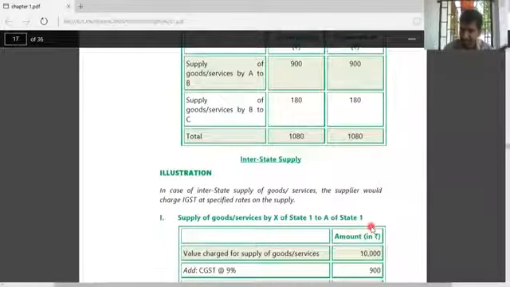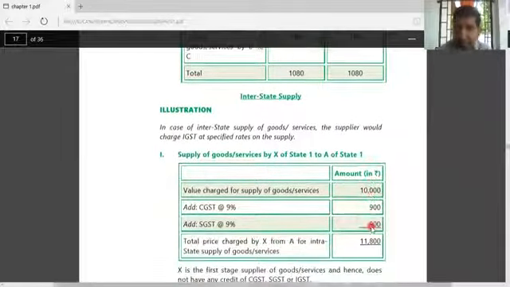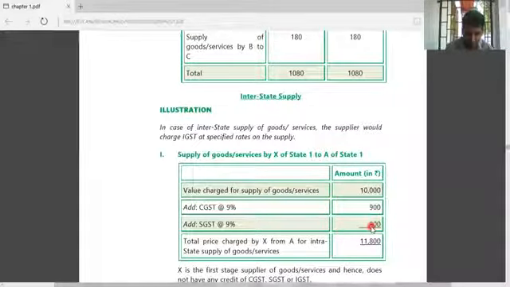So we discussed intrastate supply. Now interstate supply. What happens in case of interstate supply?